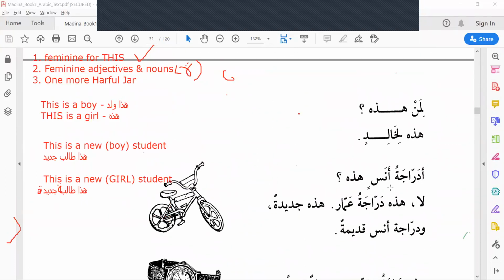Alhamdulillah. Let's continue the second page of lesson 6 after a 5 minute break, okay?